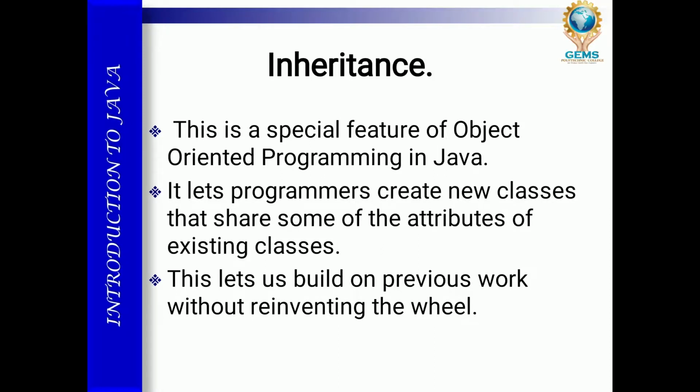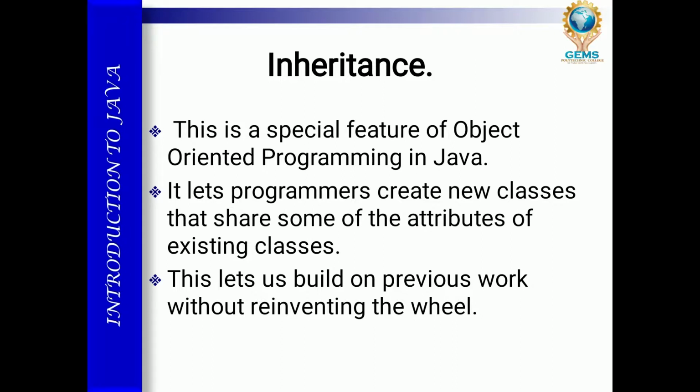Next one, inheritance. This is a special feature of object-oriented programming in Java. It lets programmers create new classes that share some of the attributes of the existing class. This lets us build on previous work without reinventing the wheel. So, please focus here. It lets programmers create new classes that share some of the attributes of existing classes. So inheritance talks about two things. One is the parent class and the second one is the child class.